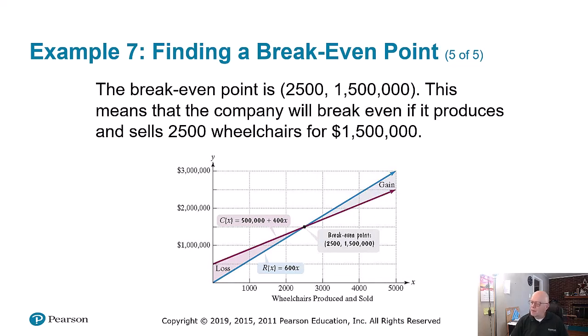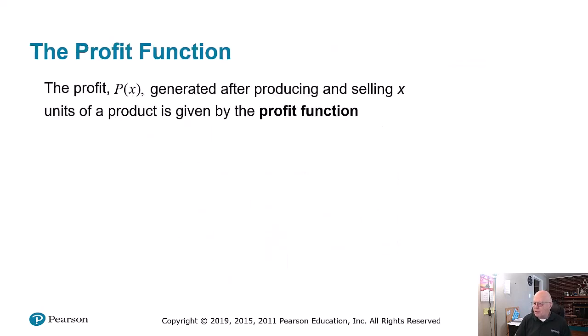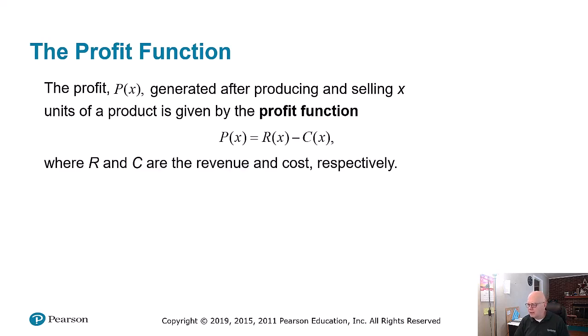There's a graph of those two equations. Here's the cost function right here, and there's the revenue function. And here's the break-even point right here. So until you get to that point, you're losing money. Once you get past 2,500 wheelchairs, you're starting to make money. And that, folks, we've already talked about the profit function, so we don't need that again.